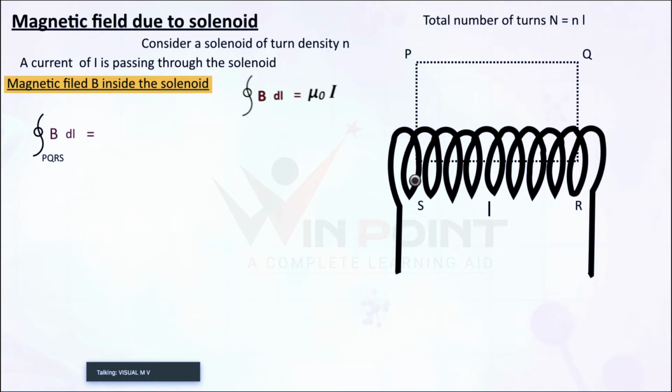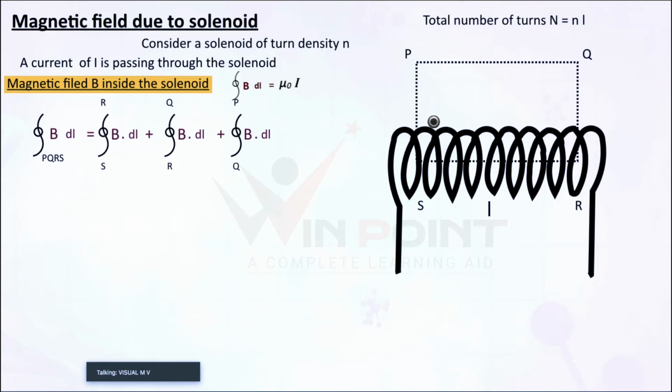So we are starting from S. L is the length of the solenoid. Integral S to R of B dot dl, plus integral R to Q of B dot dl, plus integral Q to P of B dot dl, plus integral P to S of B dot dl. So now we are going to discuss the angle.